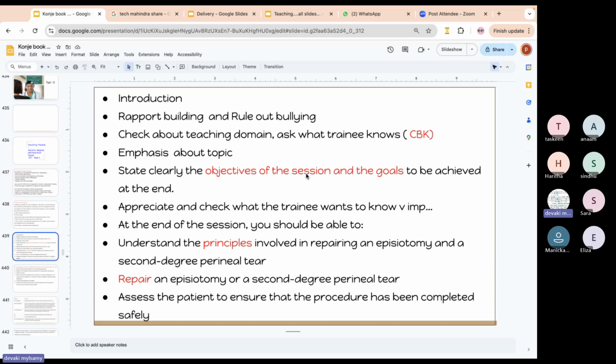Post procedural follow up. Pre procedural also, if you can include, you can include here. Two or three points are there which, if we can say, it will be better. You appreciated the trainee, and at the end of the discussion, the trainee will be aware of or understand the principles of the repair of episiotomy, and assess the patient and the safety of the patient.